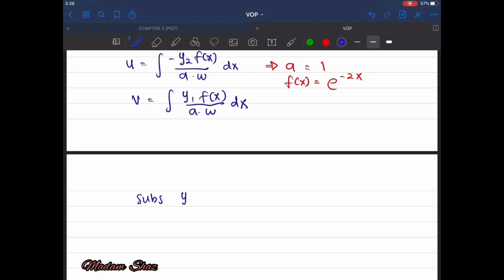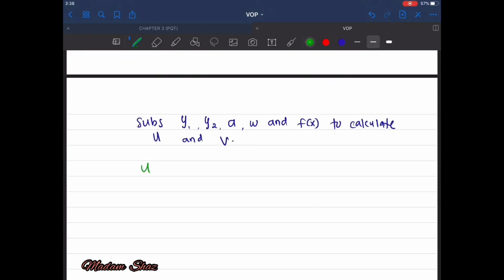Substitute y1, y2, a, w, and fx in order for you to calculate u and v. u is equal to the integral of negative y2 fx over a w dx.